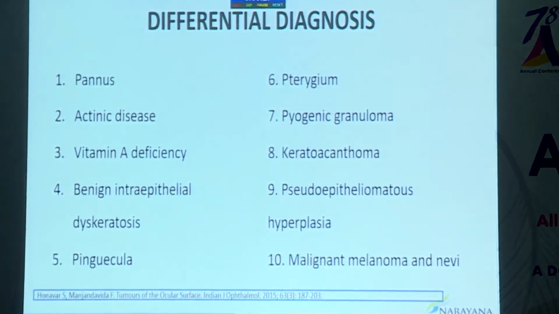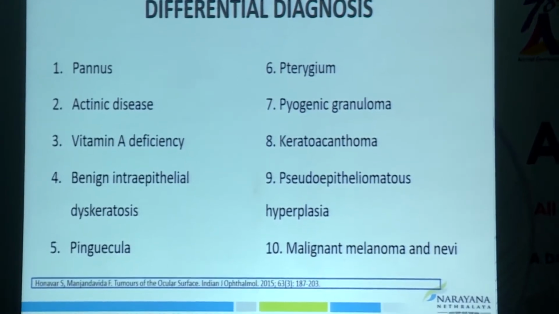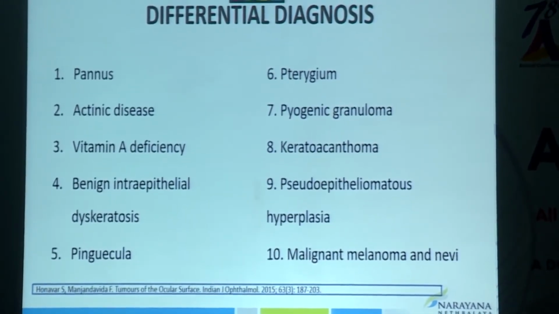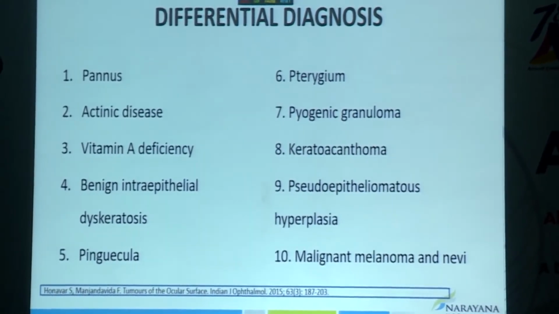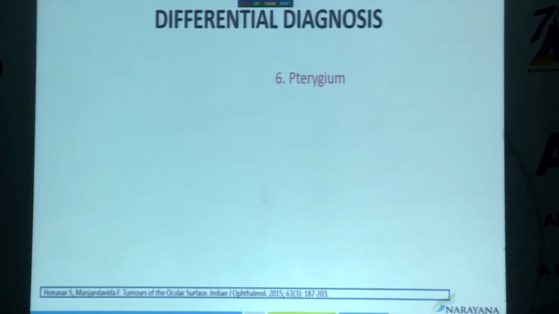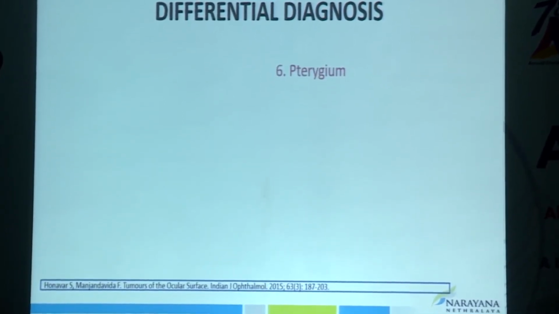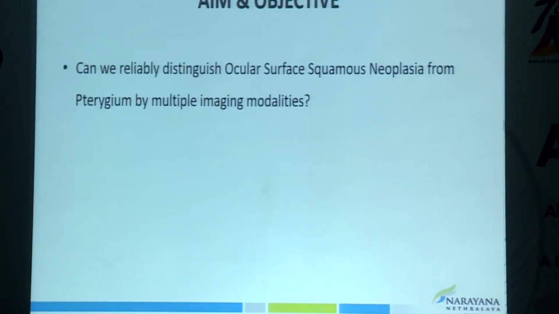The following are the differential diagnosis for pterygium. This is important because OSSN has a protocol-based management which includes margin clearance, cryotherapy, and proper follow-up, which if not done will increase morbidity. In this particularly, pterygium is important because our country has low latitude and high UV exposure. So we ask the question, can we reliably distinguish ocular surface squamous neoplasia from pterygium by multiple imaging modalities?